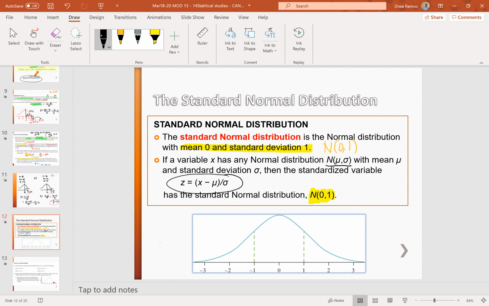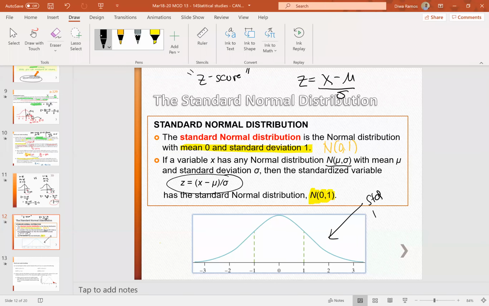We kind of wrote that earlier. Score minus the mean over the standard deviation. That gives you what we call a z-score, pronounced z-score. And this picture here is an example of a standard normal distribution. You can see the mean is 0 and the sigma is 1.